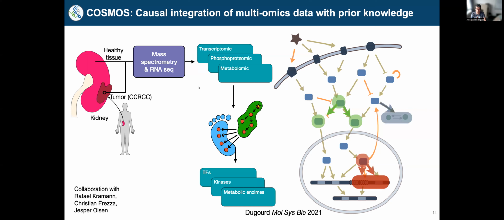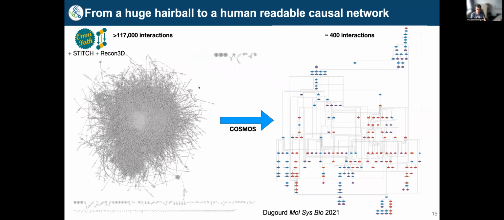Then first, from these different omics, following these ideas of the footprint I just illustrated, we estimated the activity of transcription factors, kinases, and metabolites. And then using Cosmos, we try to connect them in these large networks. So what does this look like? So here on the left, you can see the starting network is a very complex hairball with 117,000 interactions.